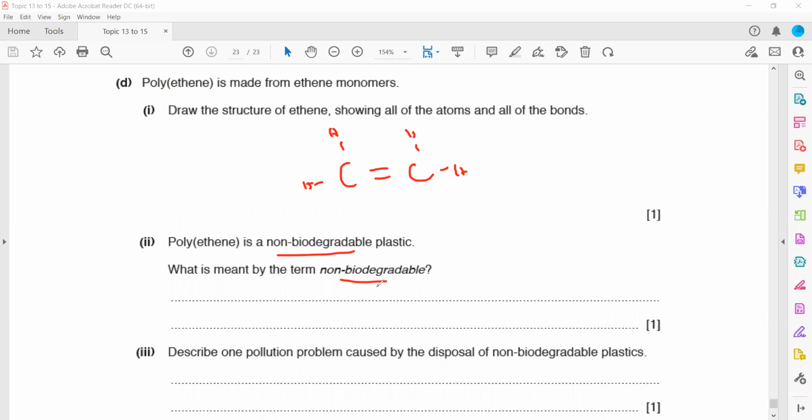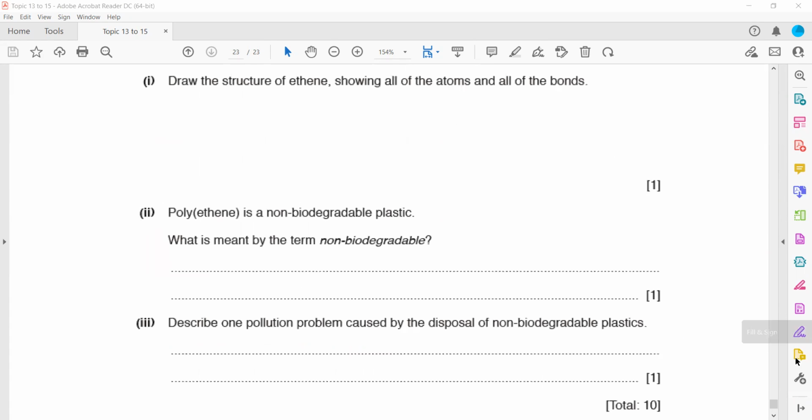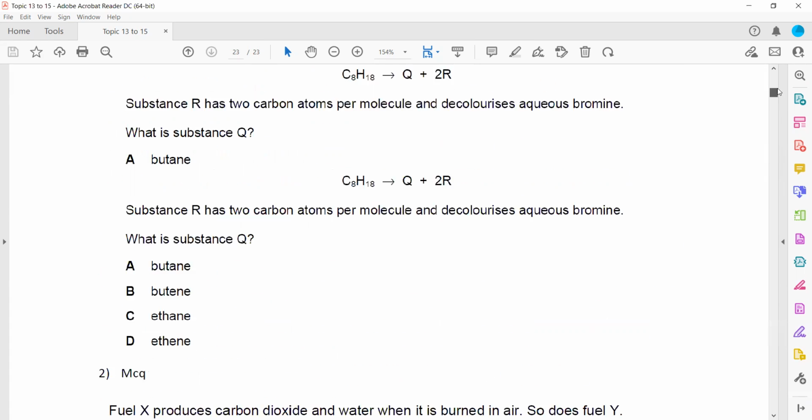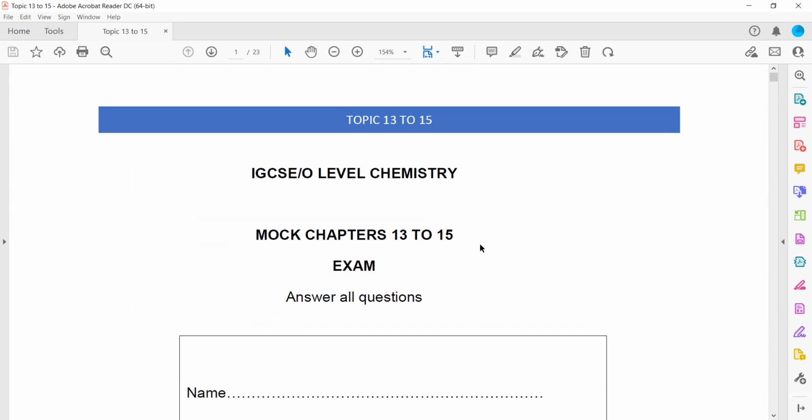Now, non-biodegradable, as we just mentioned, means a substance which cannot be broken down by living organisms. And the last one: give one pollution problem caused by disposal of this non-biodegradable polymer. It will cause land pollution. It will take up the space of the land as landfills are used, and combustion or burning of these can release toxic gases which can affect the environment. So this was the mock from organic chemistry, topic 13 to topic 15.